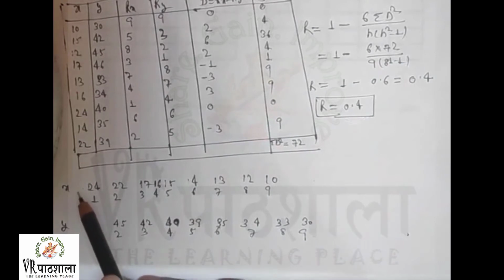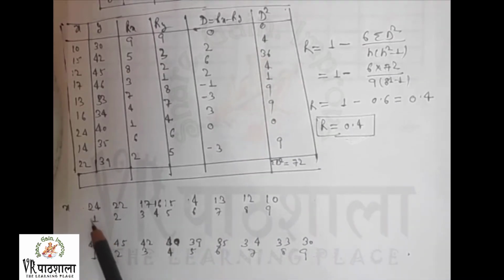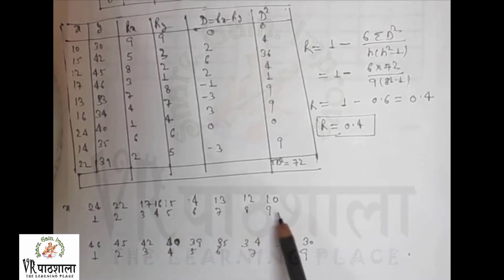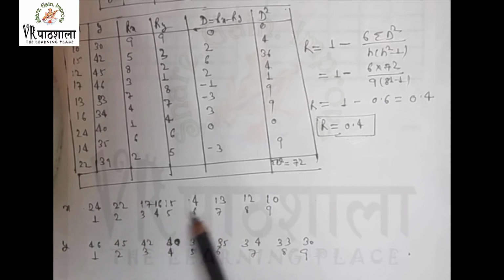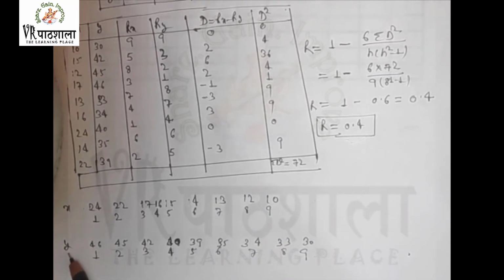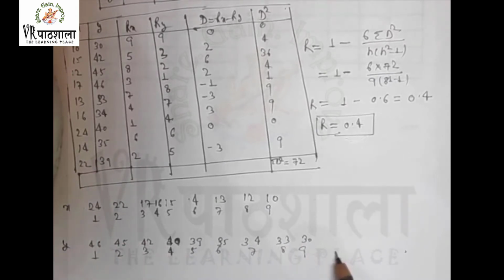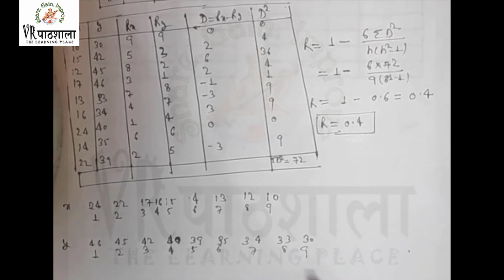First we arrange the series x in descending order, that is highest to lowest, and assign the ranks 1, 2, 3, 4, 5, 6, 7, 8, 9. Here 24 has rank 1, 22 has rank 2, similarly 10 has rank n. Similarly, we arrange the series y in descending order, that is highest to lowest, and assign the ranks 1, 2, 3, 4, 5, 6, 7, 8, 9.